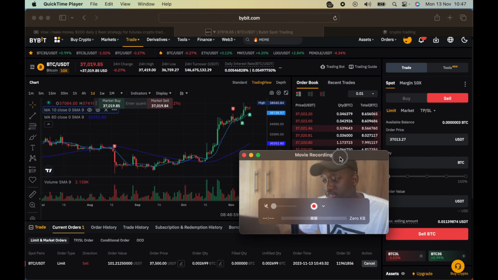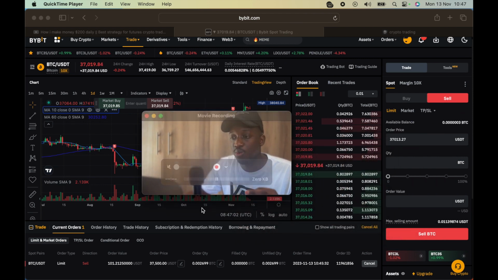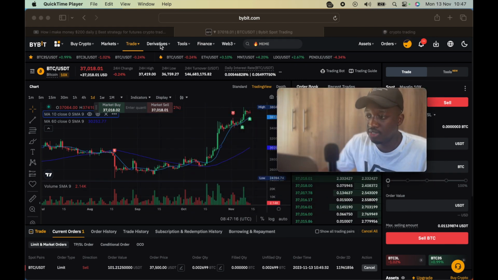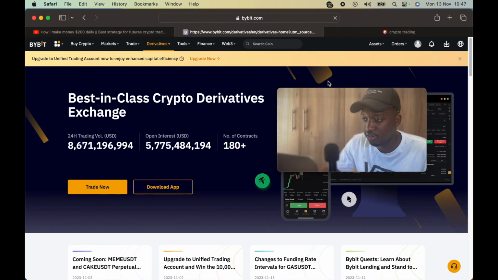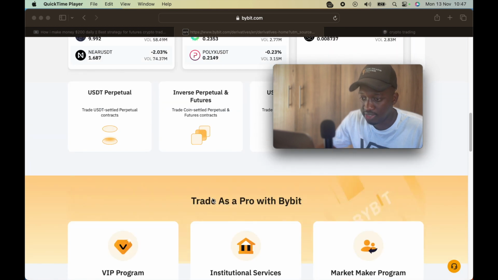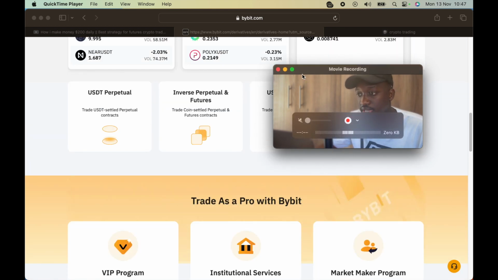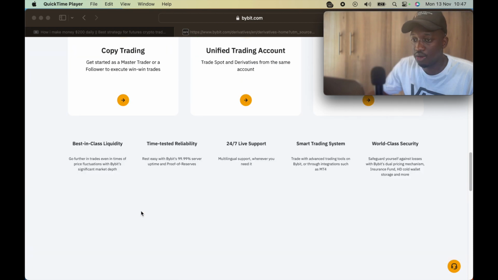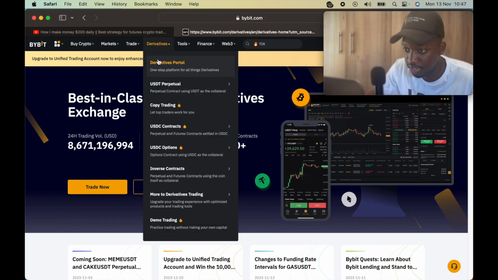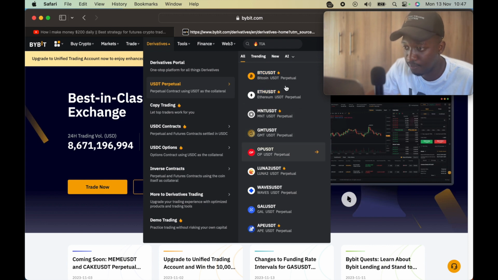But right now, for example, let's say I want to make money using derivatives trading or futures trading. All you have to do is go to this tab right here where it's written derivatives. If I click, you can see it's showing me this dashboard and all the pairs that I can use to trade futures on Bybit. But right now I only want to go straight to the dashboard, so all I have to do is click this button right here where it's written trade now, or I can go to derivatives and then select a coin right here.